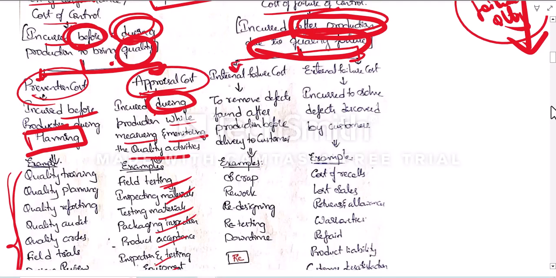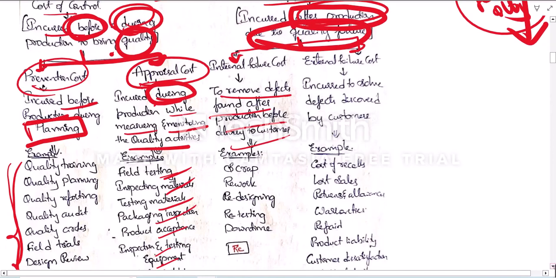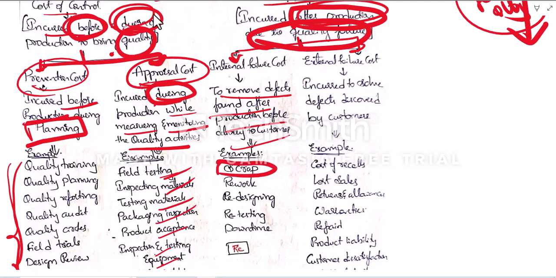Internal failure cost is to remove the defects that are found after the production but before they are delivered to the customer. Before delivering to the customer, the company itself will work on that and try to rectify the defect, because if it goes to the customer, it will be a bad impression from the customer's point of view. So to avoid that, we incur internal failure cost. Internal failure might be the scrap also. Remember this, because there is a failure in internal controls, we will have more scrap. So this will come under internal failure cost.